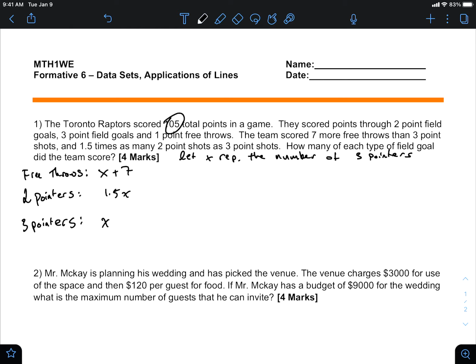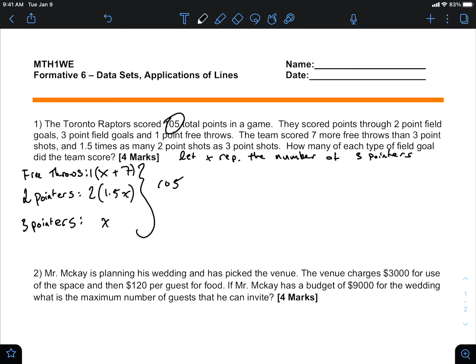Everybody agree? So now we can go back. We can say all this was 105. Now we're almost like changing our units. We're not talking about shots, we're talking about points scored, right? If you think, how do you score points in basketball? Well, free throws, you only get 1 point for.